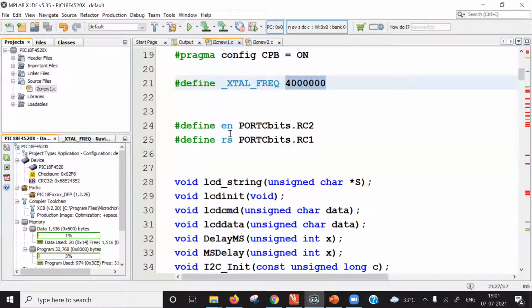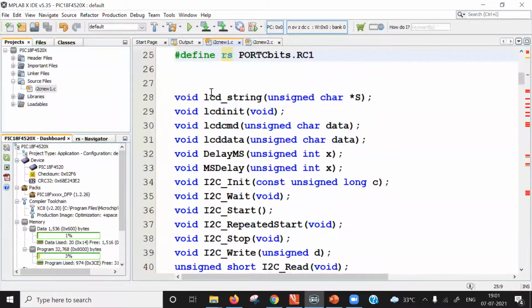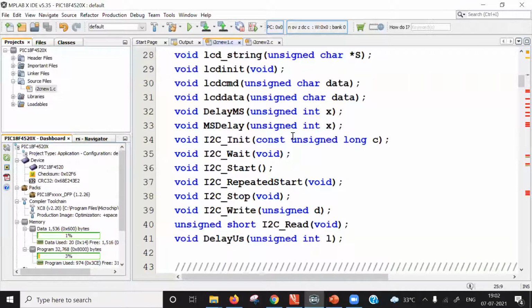Enable and RS pins are used for the LCD display. Enable means the enable pin of the LCD display is connected to the RC2 pin. The RS pin, register select pin of the LCD, is connected to the RC1 pin. The first functions are exactly similar to the previous program, that is LCD string, LCD initialization code, LCD CMD, LCD data, delay MS, MS delay. These functions are exactly similar to previous programs.